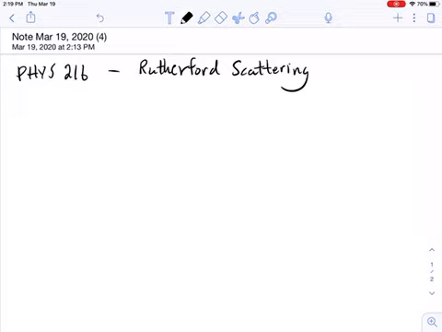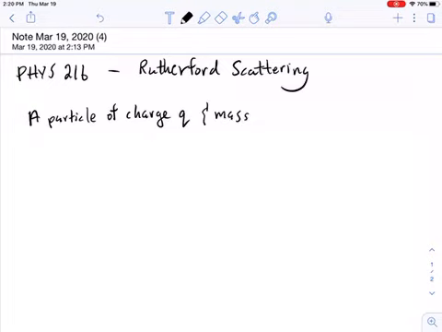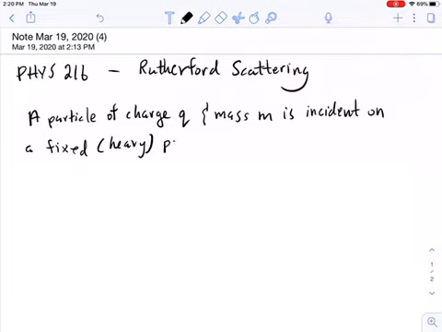What I want to do today is talk about Rutherford scattering. And so, what is Rutherford scattering? We're going to imagine that we take a particle of charge q and mass m, and that particle is incident on a fixed, i.e. a very heavy, particle of charge Q.